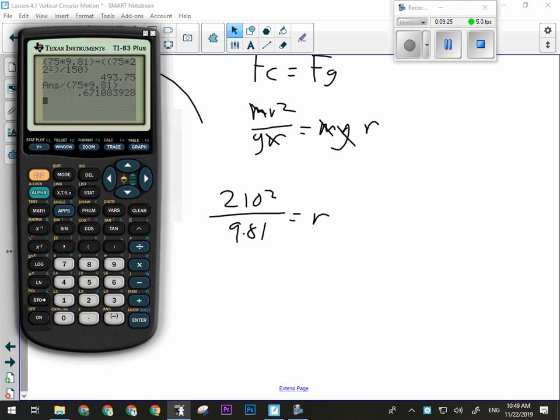So is it going to be a pretty big circle? Yeah, and it has to be. I mean, this is a big plane. It can't make sharp turns.